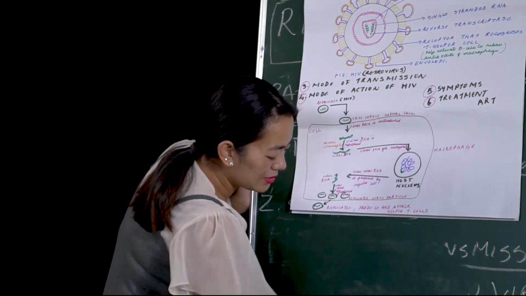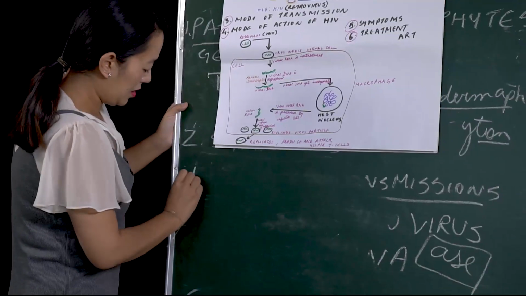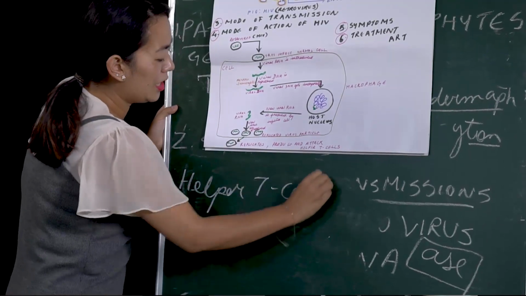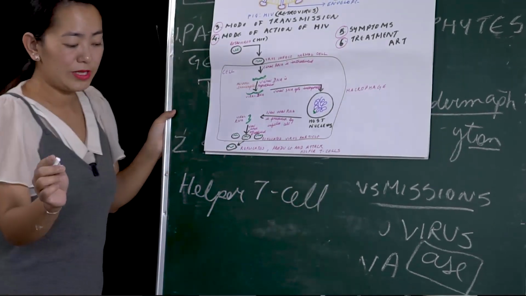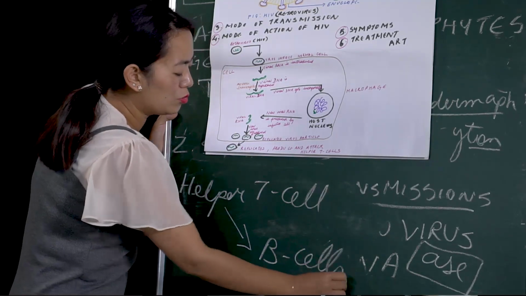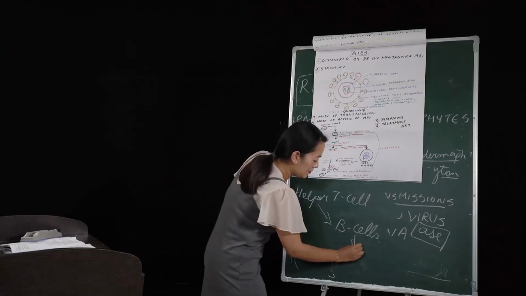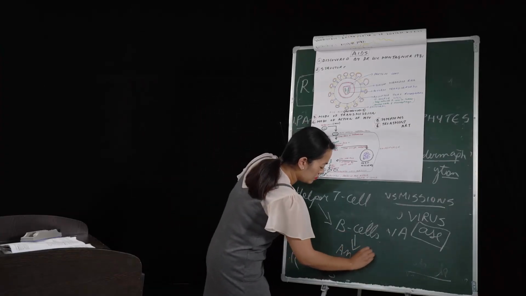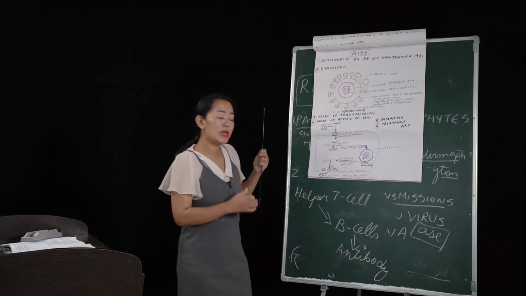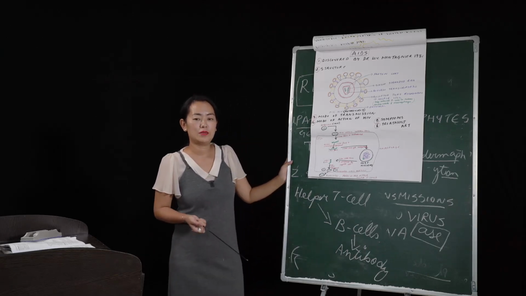The helper T cells are the ones which help the B cells, right? So when the helper T cells are all destroyed, then what will happen is that B cells will not be encouraged, will not be given information to produce the antibody, okay.